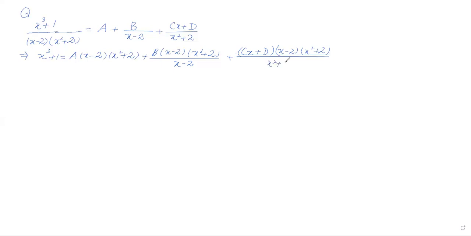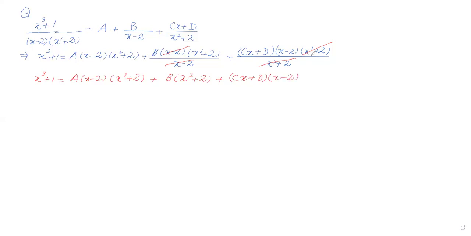Now, if all the denominators are cancelled out, so I'm using the red marker. So x minus 2 is cancelled by x minus 2, and x squared plus 2 is cancelled by x squared plus 2. So I will get x cubed plus 1 is equal to a times x minus 2 into x squared plus 2. After the cancellation, b will multiply by simply x squared plus 2. And the whole numerator cx plus d will multiply by x minus 2.